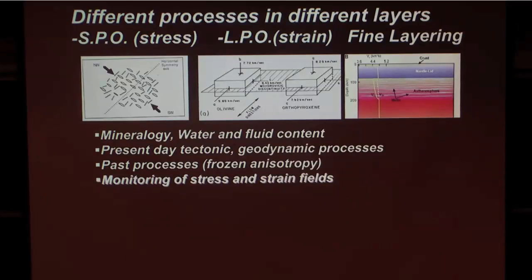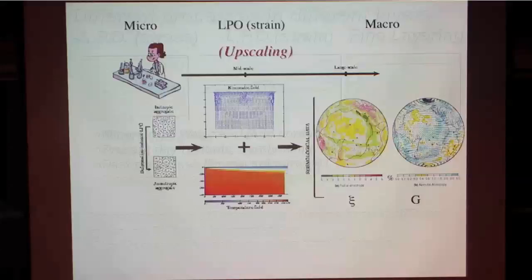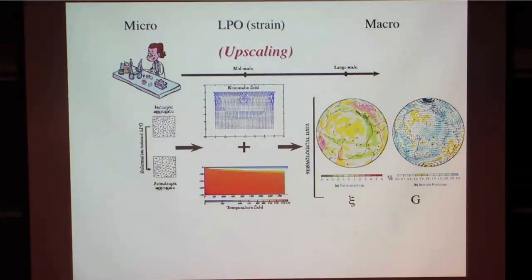And another application I will not detail is that seismic anisotropy can be used to monitor the stress and the strain field in seismogenic zones or in volcanic zones. But the main issue is to separate these different kinds of anisotropy in different layers because, of course, you see that they correspond to different interpretations. And in addition, the Earth is layered, and we can have different kinds of anisotropy in the different layers with different processes.